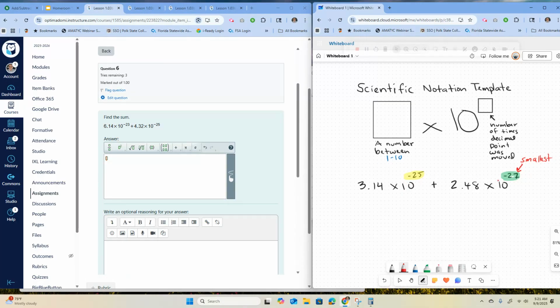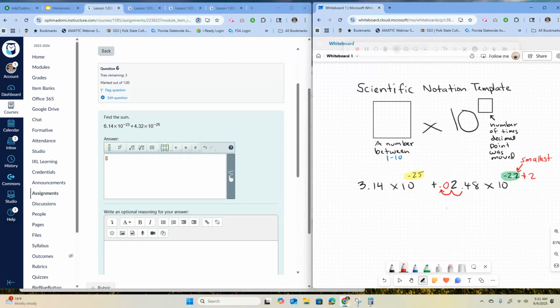Okay, so I need to make negative 27 become negative 25. I want to make both exponents the same. So you always want the smallest number to become the larger one. Okay, and how do we do that? Well, if you add 2 to negative 27, that's how you get negative 25. Now, adding 2 to negative 27, it means we're going to have to move the decimal point 2 times to the left. And now I have an empty space, so I have to put a placeholder, a 0.